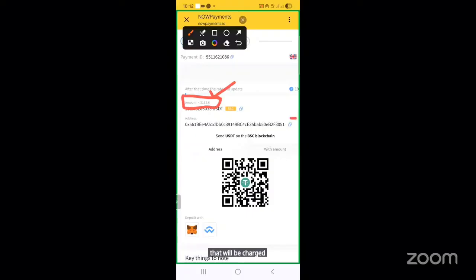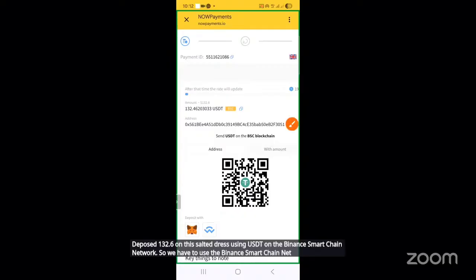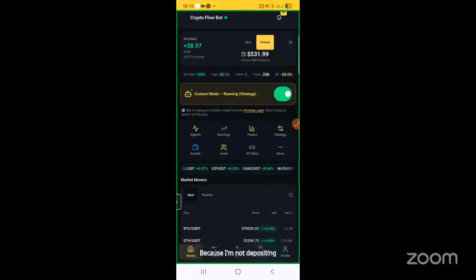So you have to just copy this wallet address, go to your Binance and deposit $132.6 on this wallet address using USDT on the Binance Smart Chain Network. So we have to use the Binance Smart Chain Network to deposit that money. For my case, I'm not going to complete this transaction because I'm not depositing anything. I already have my account activated and it is trading.